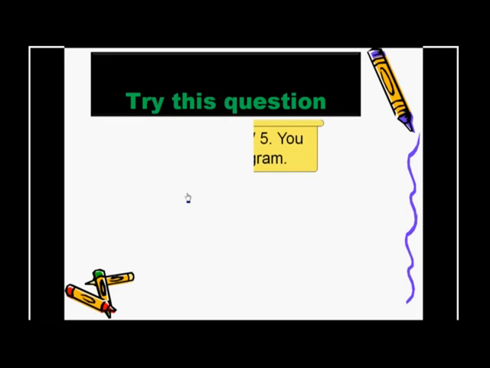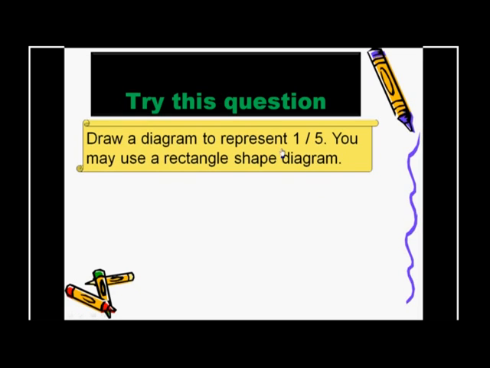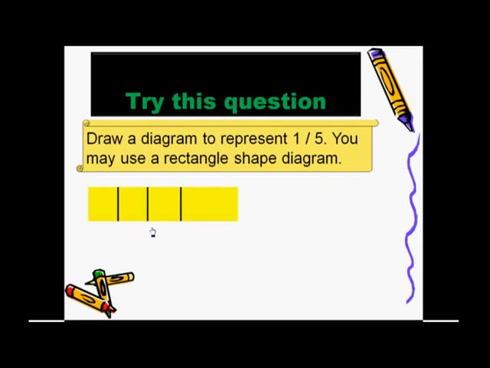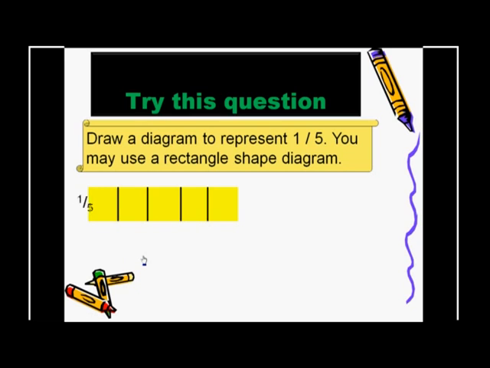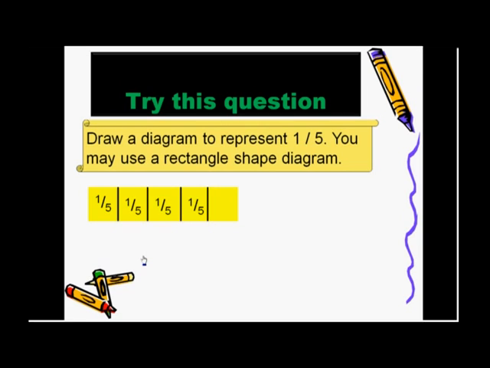Now try this question. Draw a diagram to represent 1/5, which is 1 out of 5 parts. You may use a rectangle shape diagram. So now pause your video and draw this diagram. You'd first draw your rectangle. Did you do that? Then you're going to divide it into how many pieces? 5 pieces. Did you do that? 1, 2, 3, 4, 5. So each piece is 1/5.